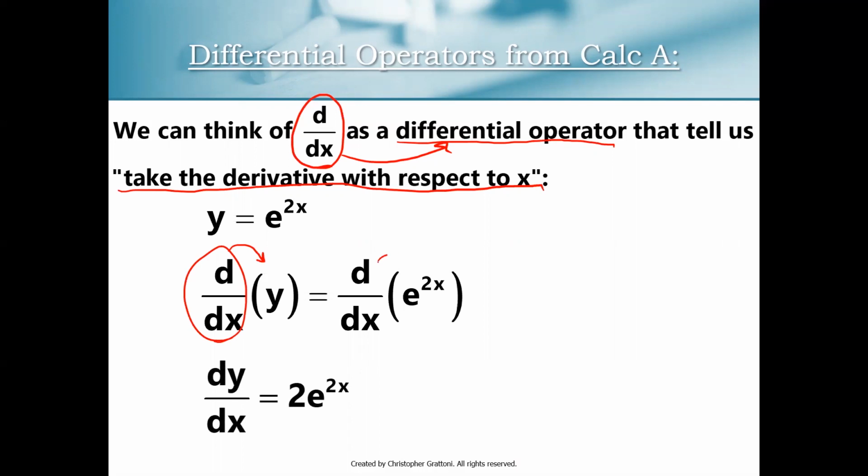And then d dx of e to the 2x, well, it's easier to evaluate the right side of the equation than it is to evaluate the left side of the equation. d dx of e to the 2x is the derivative of the inside times the derivative of the outside. The derivative of 2x is 2, and then the derivative of the exponential is e to that power, so we have 2e to the 2x.